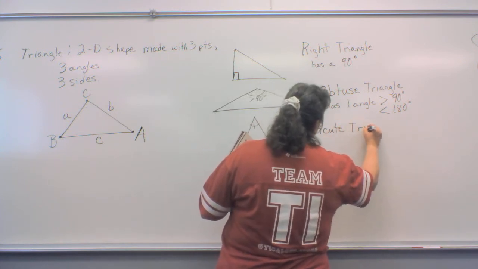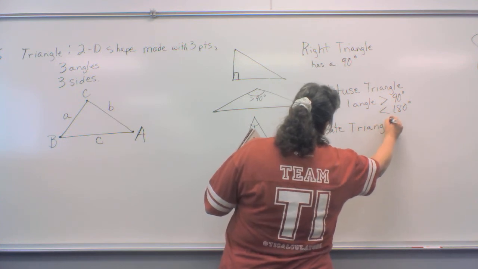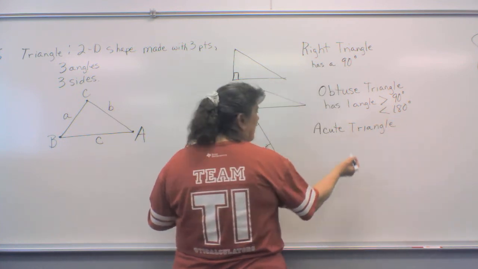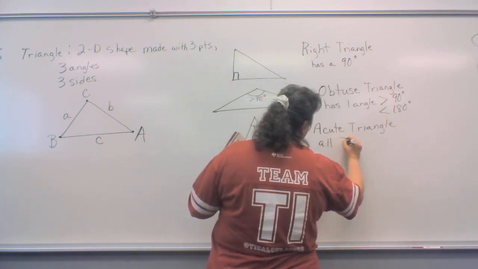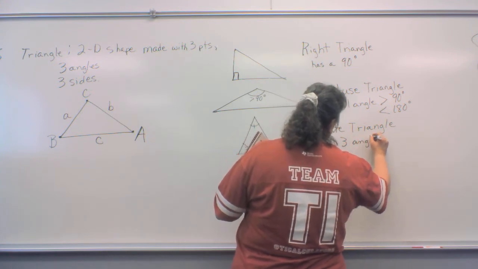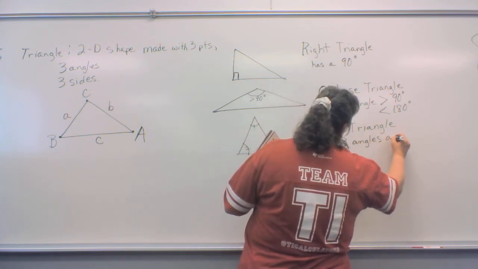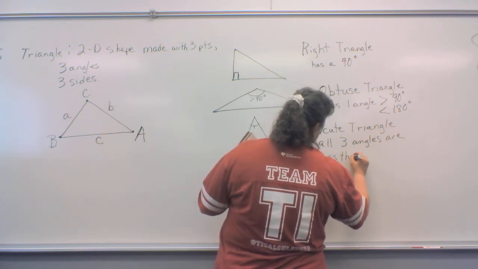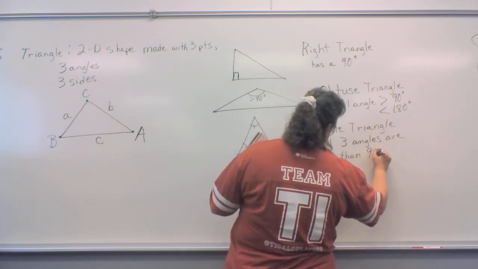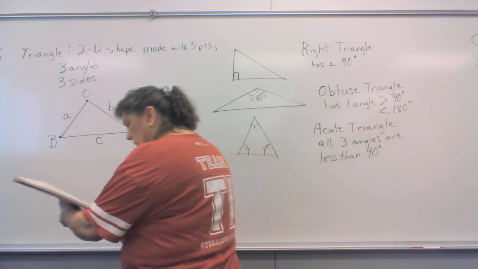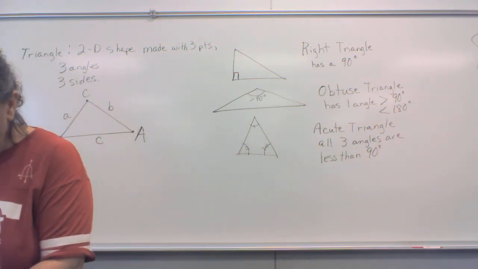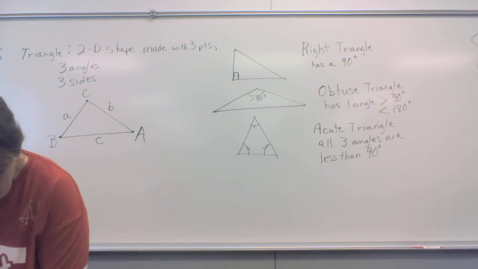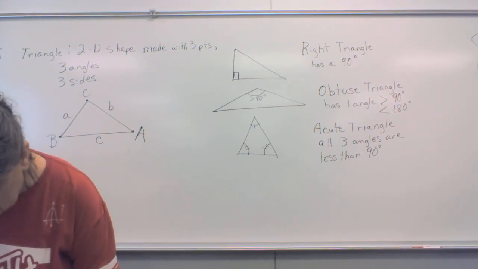As you see, we have a lot of vocabulary in geometry, okay? All 3 angles are less than 90 degrees. Okay, that's one way to name triangles, is by that, okay?